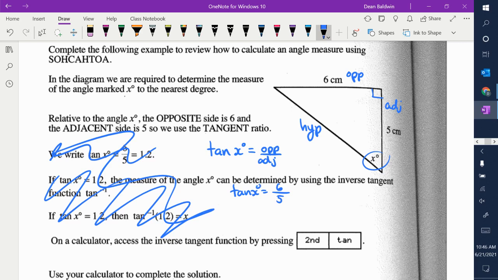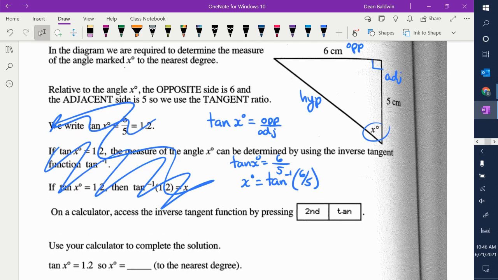Now, how do you find the angle? So how do you solve for x? When you're trying to solve for the angle, it's called the inverse, and you'll learn what the inverse actually is in Math 12. But for now, you just use the tan to the minus 1 button. So x is equal to tan to the minus 1 of 6 over 5. You're going to have to hit probably a second function, or I don't know. Everybody's calculator is different.